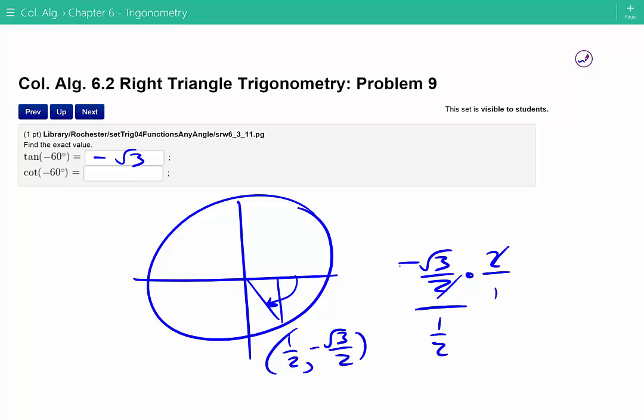Same thing with cotangent of the same angle. Cotangent is the reciprocal of tangent. So all I'm going to do is do the opposite: adjacent over opposite, or cosine over sine, which I can just reciprocate. This negative square root of 3 as well makes it 1 over negative square root of 3.